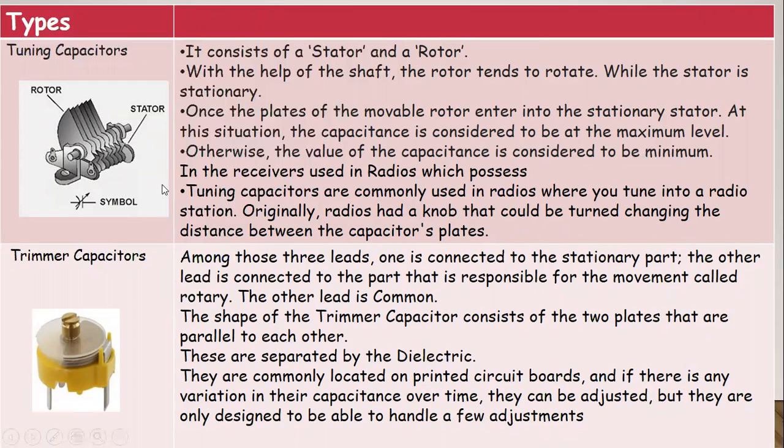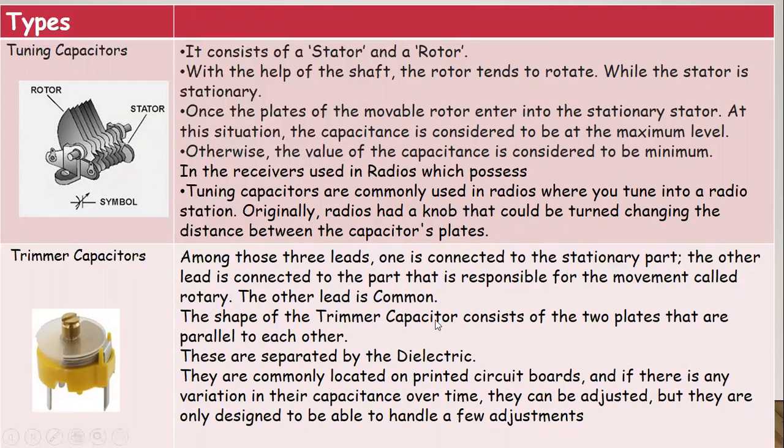They are used in receivers and radios. Tuning capacitors are commonly used in radios where you tune into a radio station. Originally, a radio had a knob that could be turned, changing the distance between the capacitor plates. In the trimmer, among the three leads, one is connected to the stationary part, and another lead is connected to the part which is responsible for the movement, called the rotary. The other lead is common.